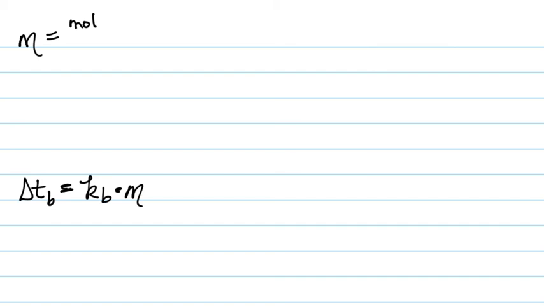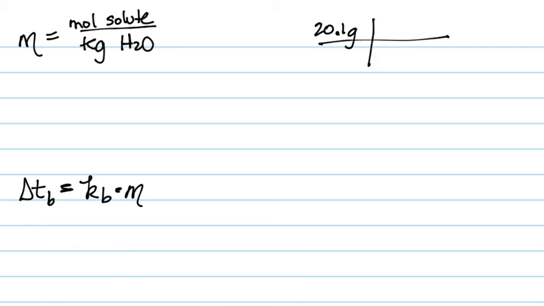That is moles of solute over kilograms of solvent. By the way, our solvent is still water in this case. So, moles of solute: I know that we have 20.1 grams of solute, and when I convert grams to moles, I don't know what the substance is, but it says that the molar mass of this solute is 62 grams. So doing my math here, I get 0.324 moles.